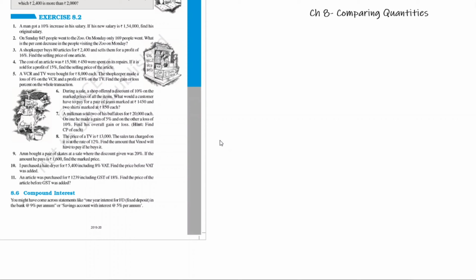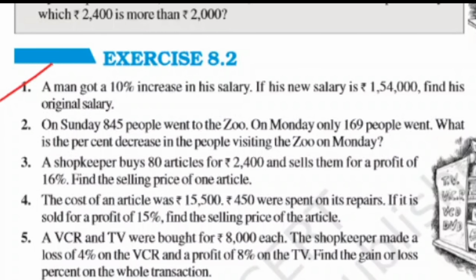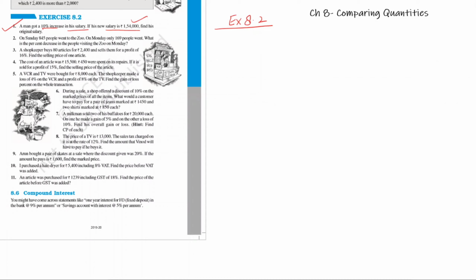So we are starting with class 8 topic which is comparing quantities. I am starting with exercise 8.2 and as far as exercise 8.1 is concerned we have already taken it. So in exercise 8.2 I am starting with question number 1. We'll just read out the question. The question is, a man got a 10% increase in his salary. If his new salary is 1,54,000, find his original salary.